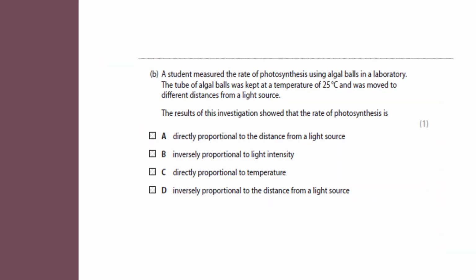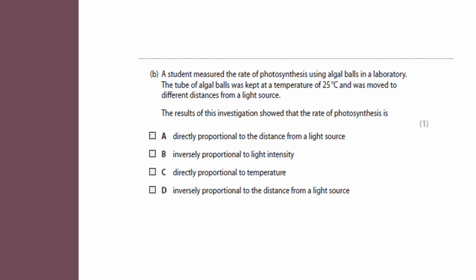We'll move on to question 8b. A student measured the rate of photosynthesis using algal balls in a laboratory. The tube of algal balls was kept at a temperature of 25 degrees Celsius and was moved to different distances from a light source. The results of this investigation showed that the rate of photosynthesis is. From these results of the experiment, you are asked to select one of the responses from A to D.